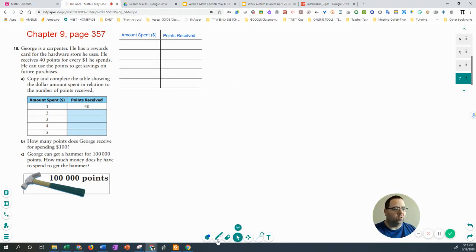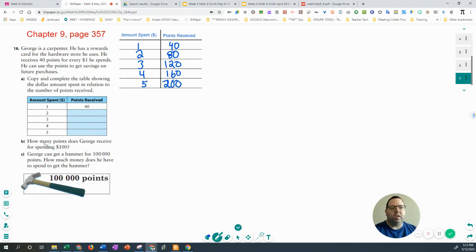So while we can do that, all I've done is redo this table just a little bit bigger to accommodate the bigger pen. So $1 spent means he gets 40 points. So obviously if he spends 2, he could get what? Let's call that 80, right? And of course, this is going to be a pattern. 120, 160. And of course, if he spends $5, he would get 200. Okay.